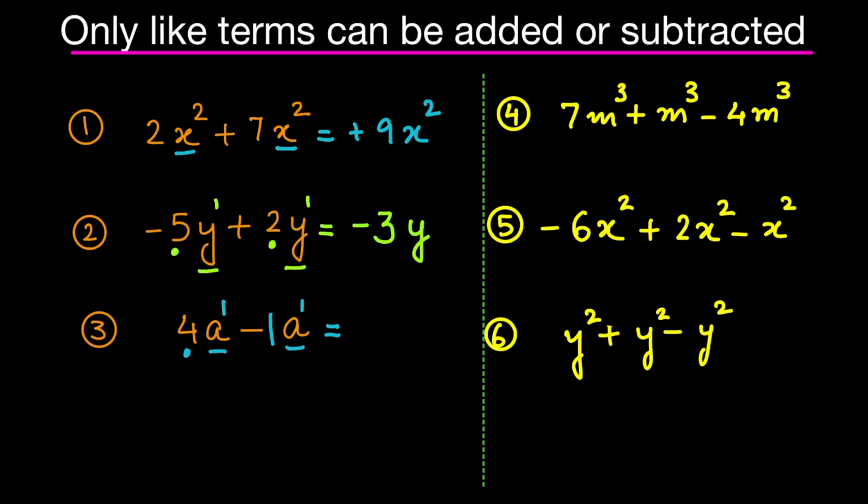So the variable is a, and 4 minus this 1 will become then 3. So you can write positive 3 or you can just write 3 also.